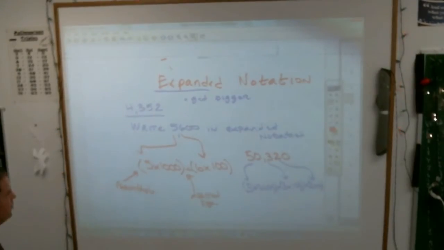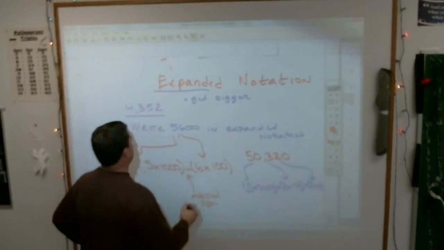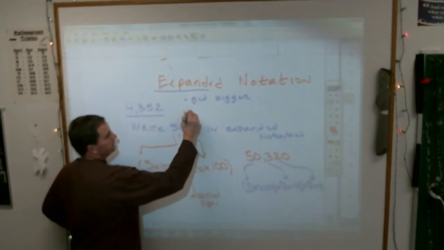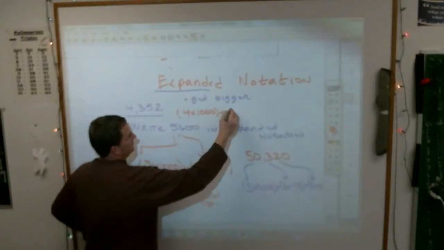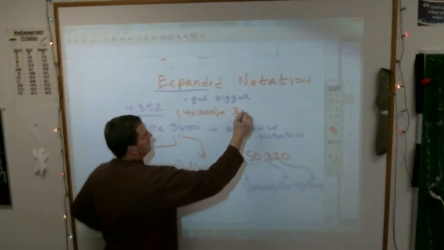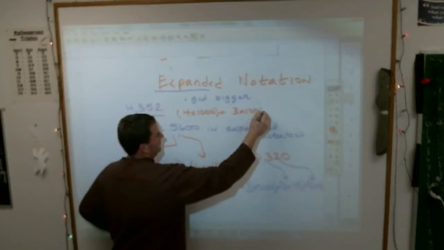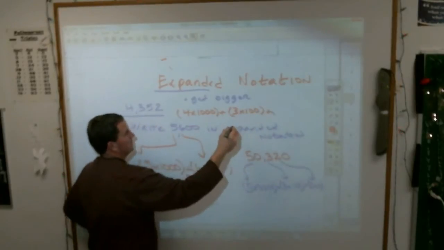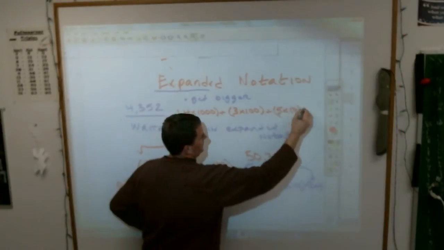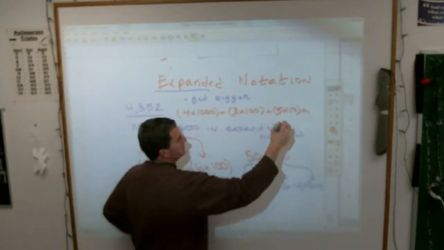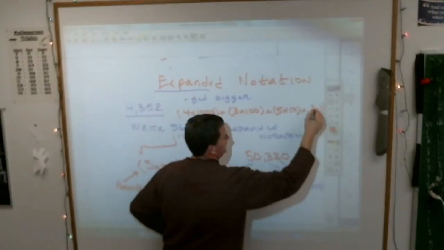So you ended up with, Abram, you got 4 times 1,000 in parentheses plus 3 times 100, because the 3's in the hundreds place, plus 5 times 10, because it's in the tens place, plus 2 times 1. Very good.